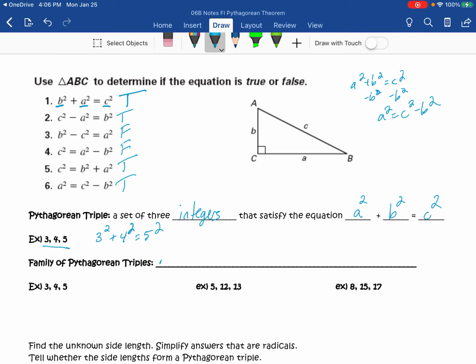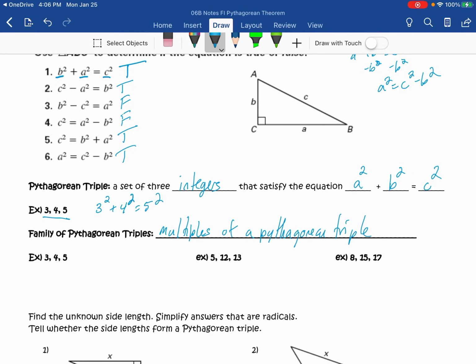A family of Pythagorean triples are just multiples of a Pythagorean triple. And these are time saving. I cannot tell you how great these can be. So 3, 4, 5 is a Pythagorean triple. If I multiply those by 2, 6, 8, 10 is a Pythagorean triple. 6 would be a leg, 8 would be a leg, 10 would be the hypotenuse. If I multiply by 3, 9, 12, 15 is also a Pythagorean triple.